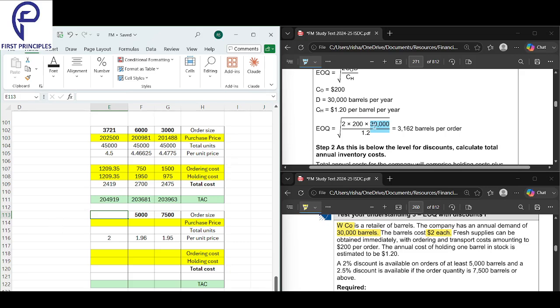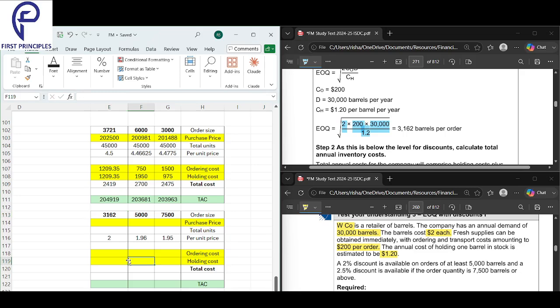So first, how do we do it? We need 30,000 annual demand. Then we need ordering cost. Ordering cost is 200, so we have taken 200. Then we need 2, 2 will be as it is. And then we need holding cost. Holding cost is 1.2. So we got the EOQ 3162. Okay, so these are the options.